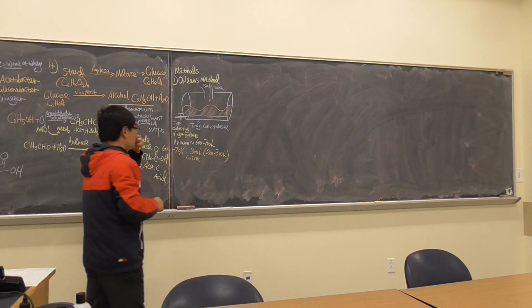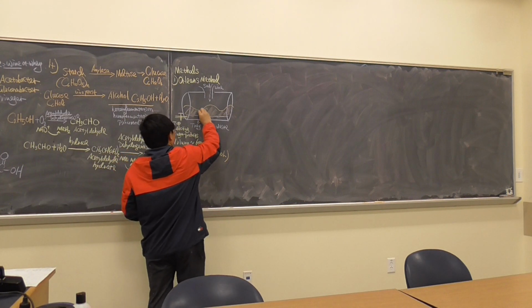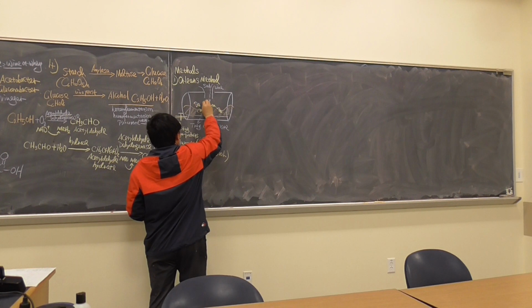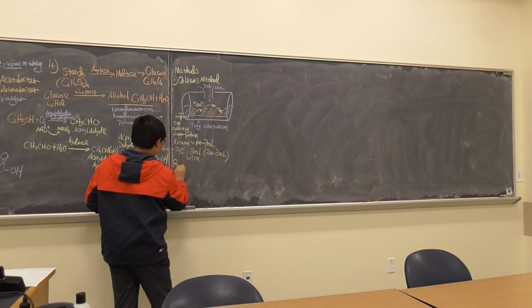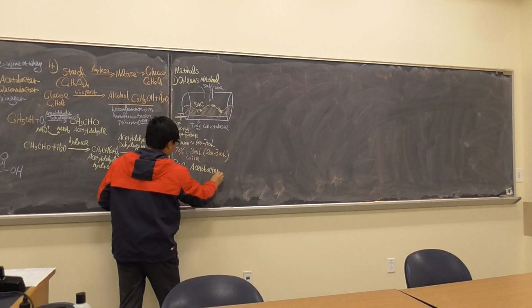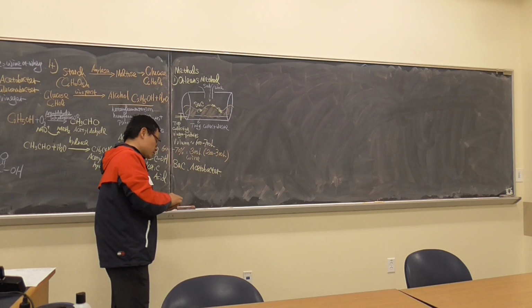Now what do we need? We need to add bacteria. We just let the bacteria float on the surface. So we need bacteria, and we say the bacteria is Acetobacter or Gluconobacter, which we already mentioned.